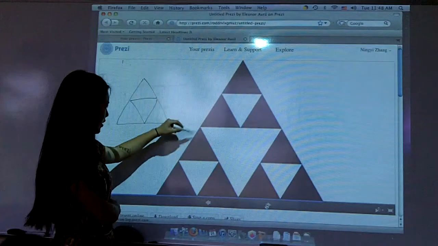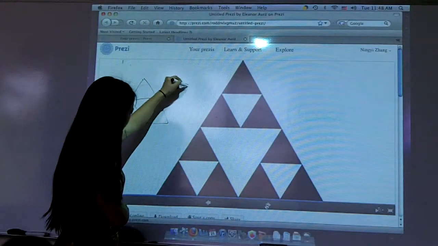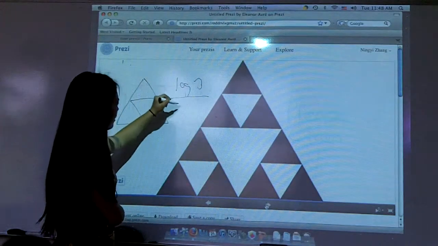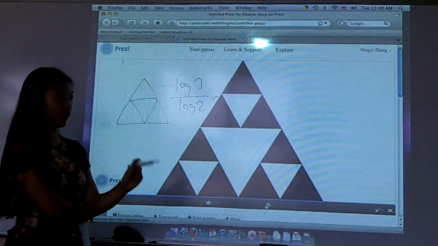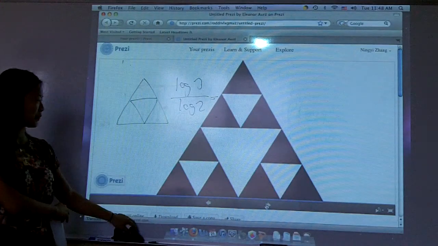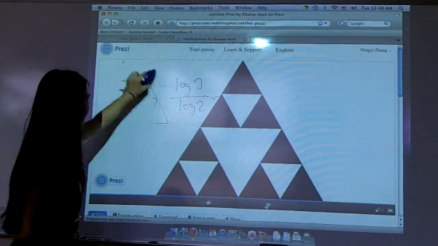Breaking it into half. So 1, 2, 3. So there's 3 similar triangles, then log 3 over log 2. So that's the dimension for the Sierpinski triangle when it's broken into that number of triangles. Yeah. Okay.